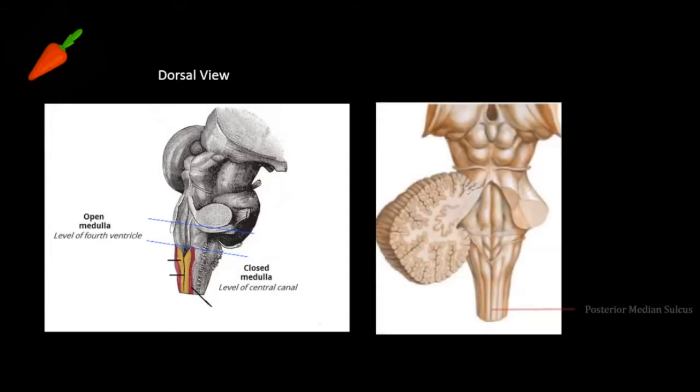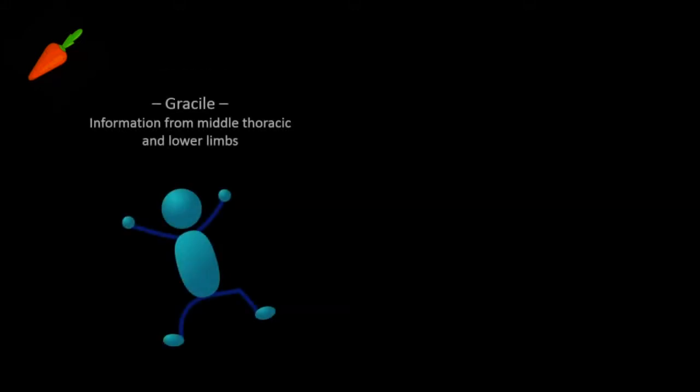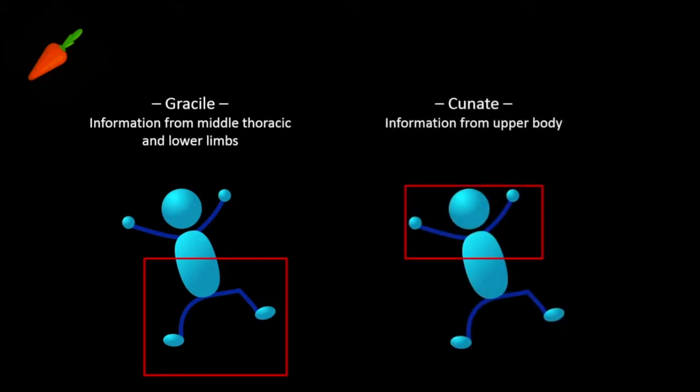The dorsal surface can be broken up into two sections: the open section and the closed section. Features of the dorsal surface include a posterior median sulcus, which is a groove only confined to the closed section. Also unique to the closed section are the gracile tubercle median to the cuneate tubercle. Both the gracile and cuneate tubercle receive sensory modalities such as proprioceptive information, vibration, and fine touch control, however, from different parts of the body. The gracile receives information from the middle thoracic and lower limbs, whilst the cuneate receives information from the upper body.